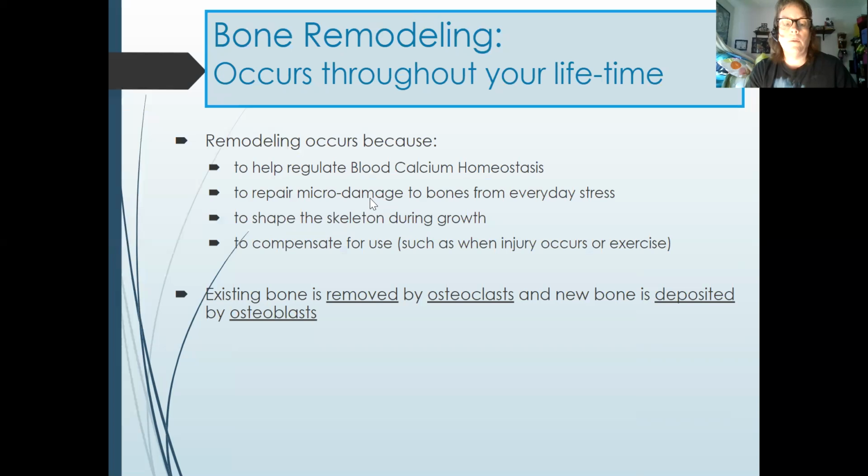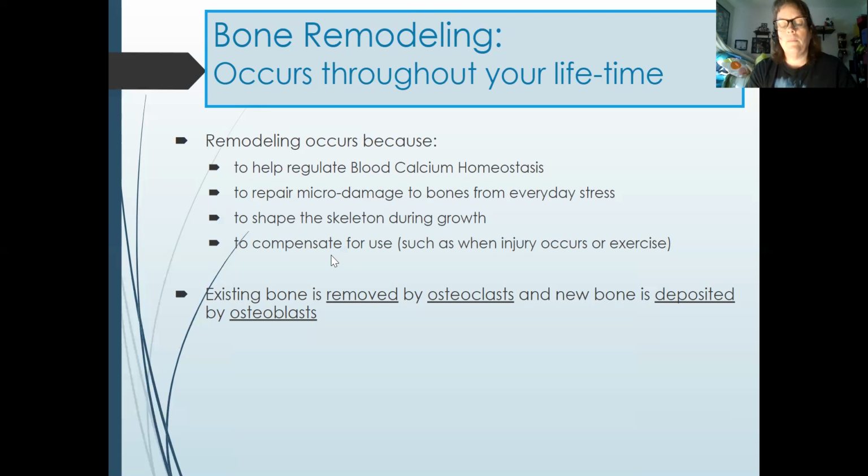Bone remodeling is also there to help repair micro damage to bones during everyday stress. So you're doing all kinds of stuff all day long, some people more than others, depending on how physically active you are, what kind of job you have, but you have little micro fractures and stuff that happens to bones you don't even know about. So this bone remodeling is going to be there to repair that. And then it helps to shape the skeleton during growth. So, I mean, you're still getting larger. Some people may not in height, but in other ways. So you're shaping your skeleton that way.